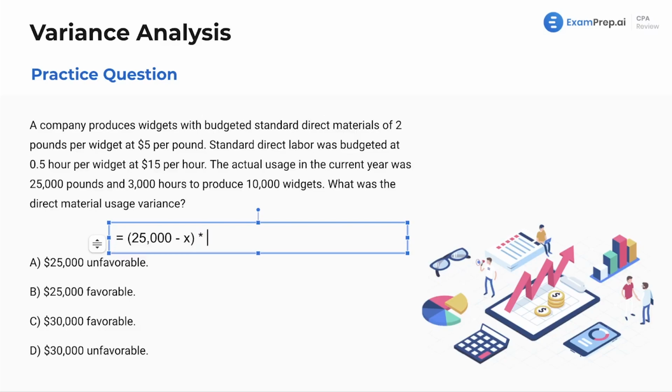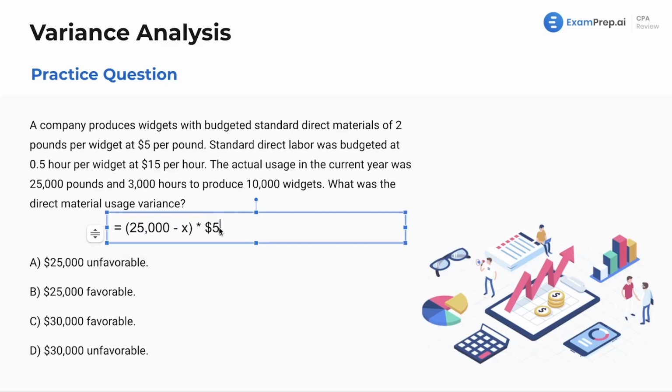Times your rate per pound, which in this case is going to be your budgeted rate per the formula. And that's $5 per pound. Awesome. So we used our actual quantity minus standard quantity times budgeted rate. Super tricky, right? I mean, as long as you memorize it, you will do just fine. Awesome. So now how do we find our budgeted or standard amount?